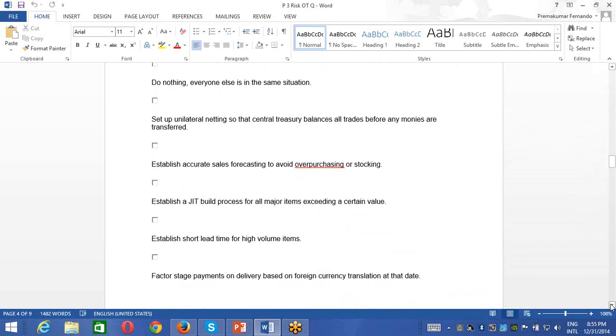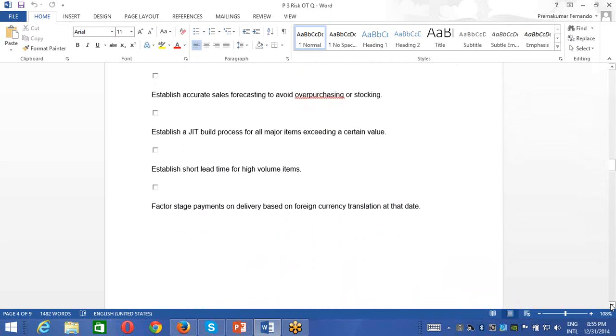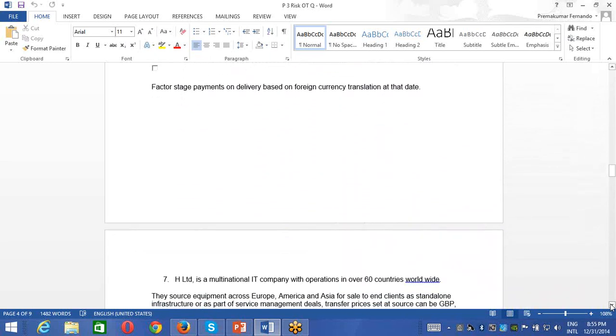And factor state payments on delivery based on foreign currency that day. You will not do that one because you're a multinational company. You don't need to do the factoring. So what I'm trying to say is you have to look at what type of company, which kind of industry, before you answer. All that is very important.